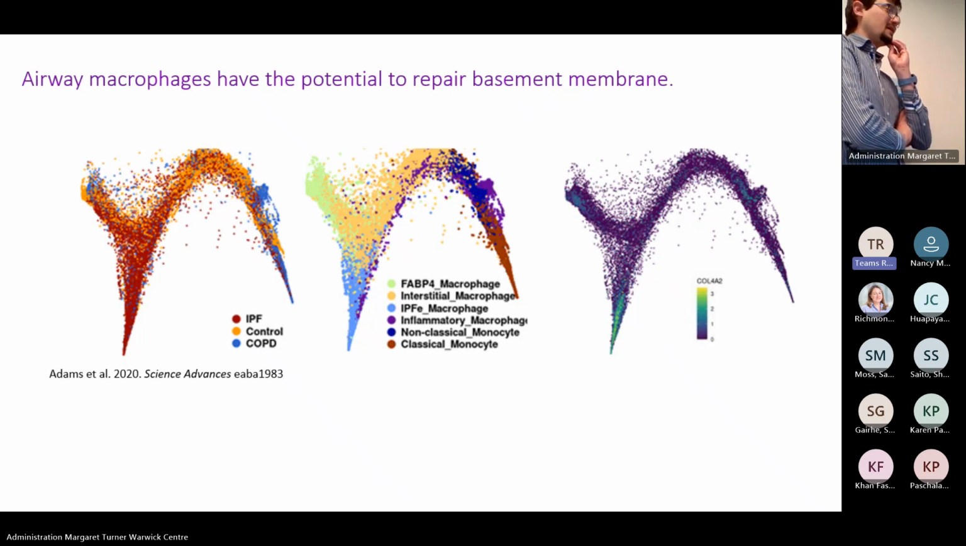But the thing is, we found that the basement membrane doesn't repair in young mice. I think these were young mice. I forget the age of them, but they weren't particularly old mice. And yet we still don't see the basement membrane repairing in 21 days.